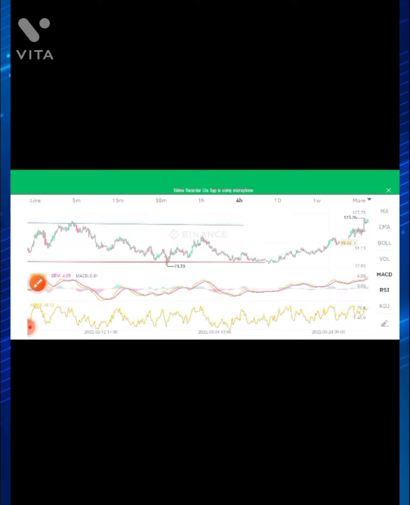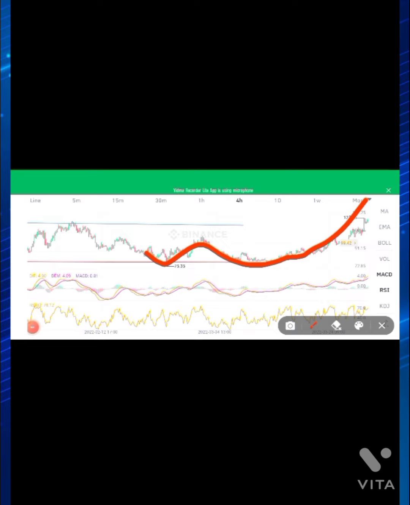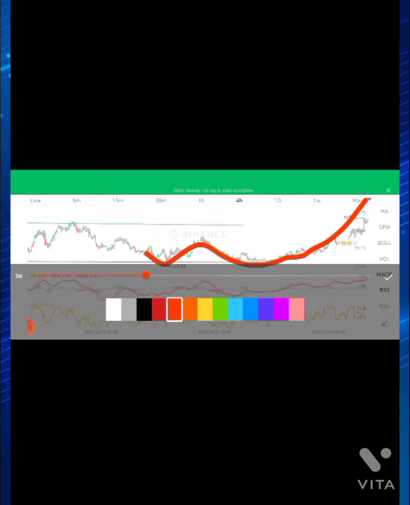So you can see that when it touched here for the second time, it consolidated, touched here for the third time, and then went up. And I think it almost broke the resistance. So that's it for the support.